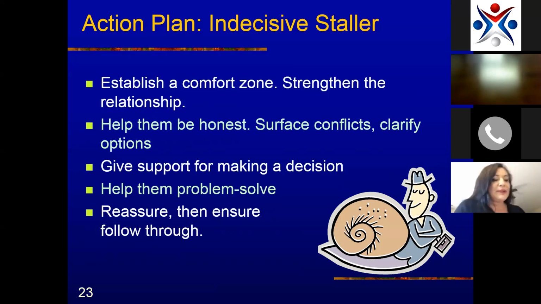Slide 23. So what is the action plan with the indecisive staller? Help them clarify their goals in order to make problem solving easier. Give them support to make decisions, but make sure they follow through on their commitments. You have to keep reassuring them. You have to keep following through with them. Otherwise, you'll lose them.